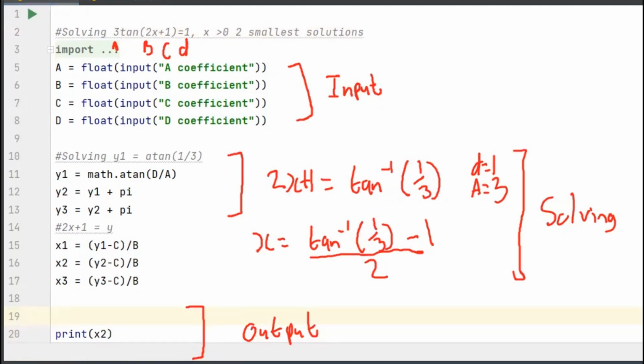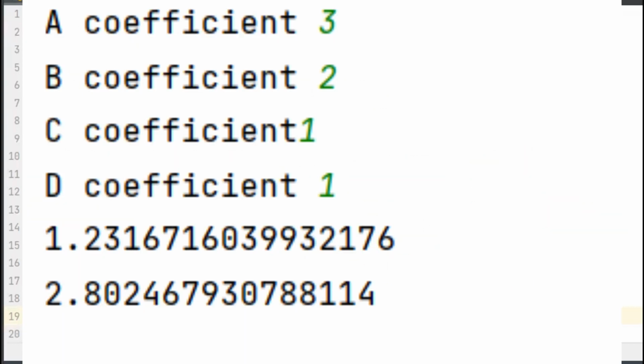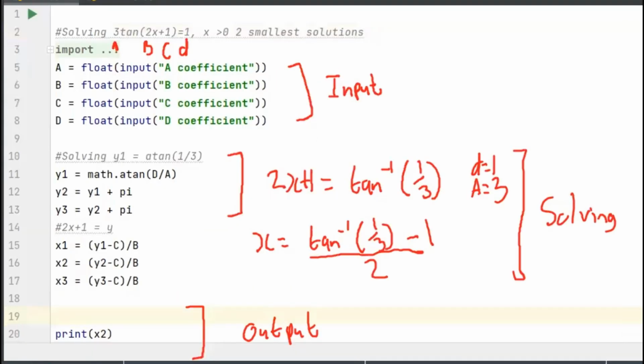A coefficient would be 3, B coefficient 2, C coefficient 1, and D coefficient 1. And there we go, we get our 2 solutions. And we know that they're the same 2 solutions that we got when we solved it on paper. So therefore, this is our code working.